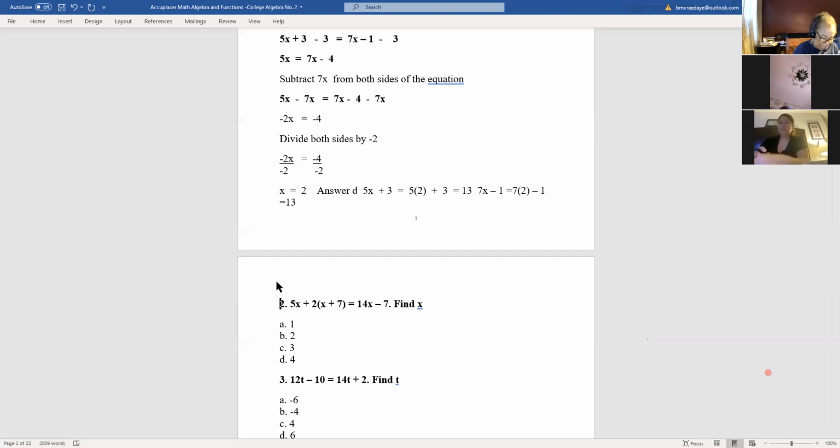Now you're solving for x again, right? Mm-hmm. Do your parentheses first.